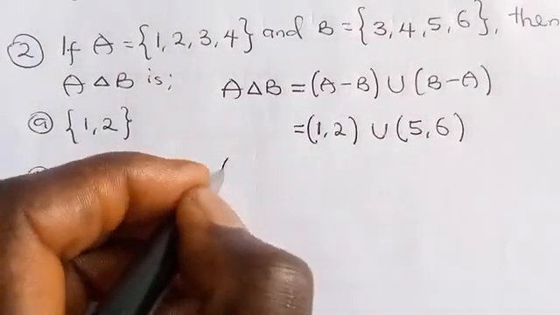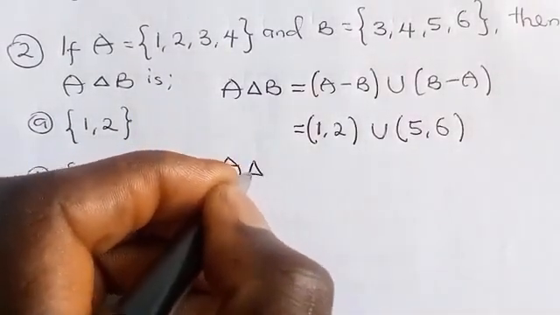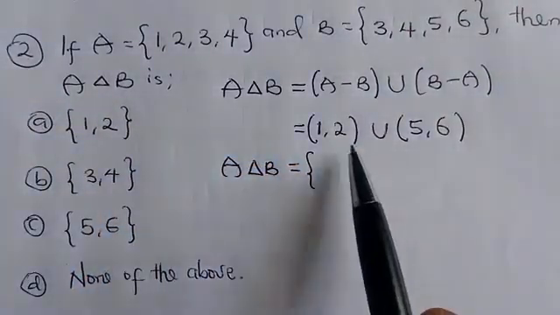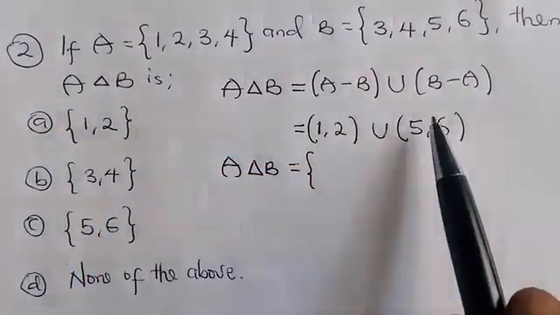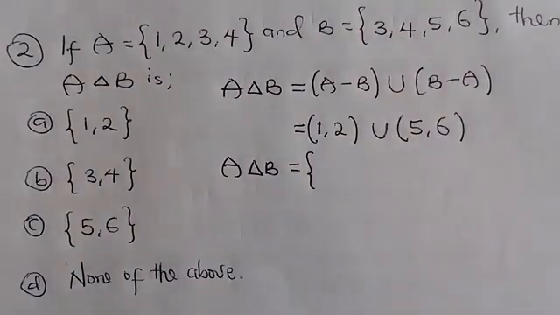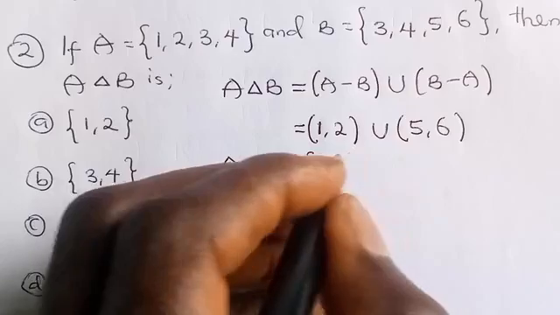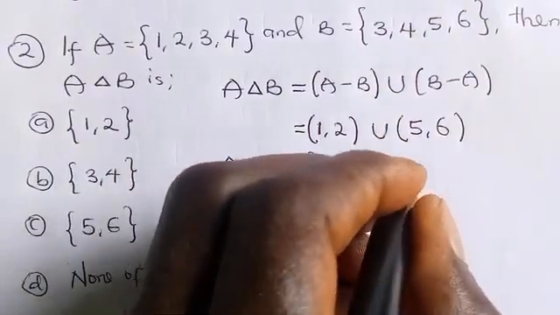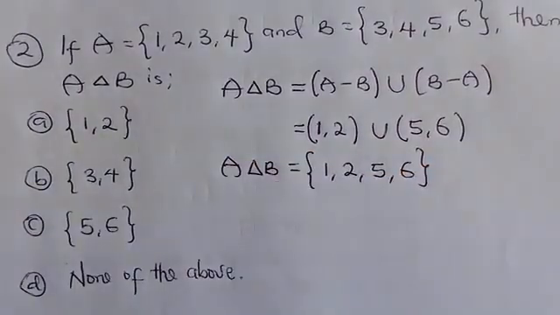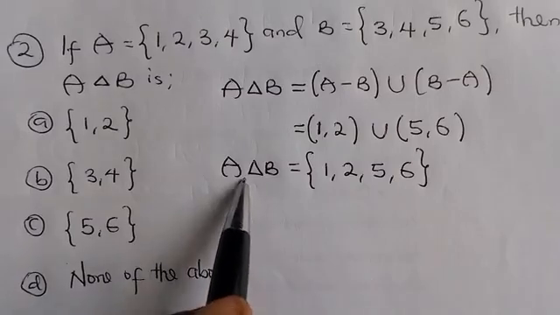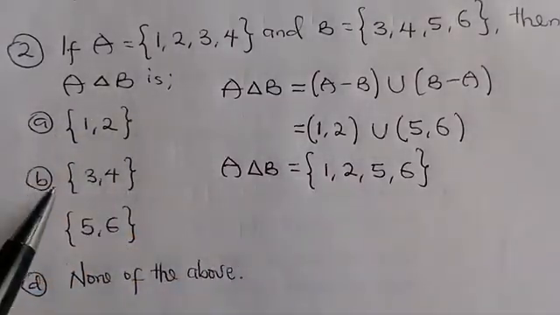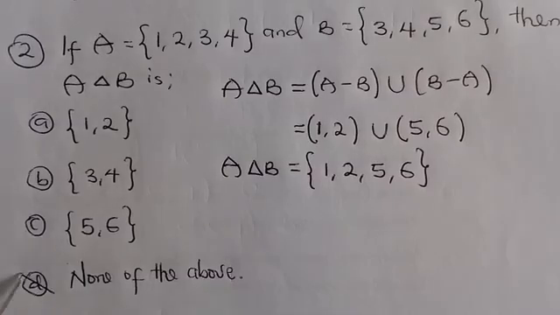So the symmetric difference of A and B will now be equal to the union of A minus B with B minus A. And the union here gives us 1, 2, 5, and 6. So this is the symmetric difference of A with B. Looking at the options here, the correct option is none of the above.